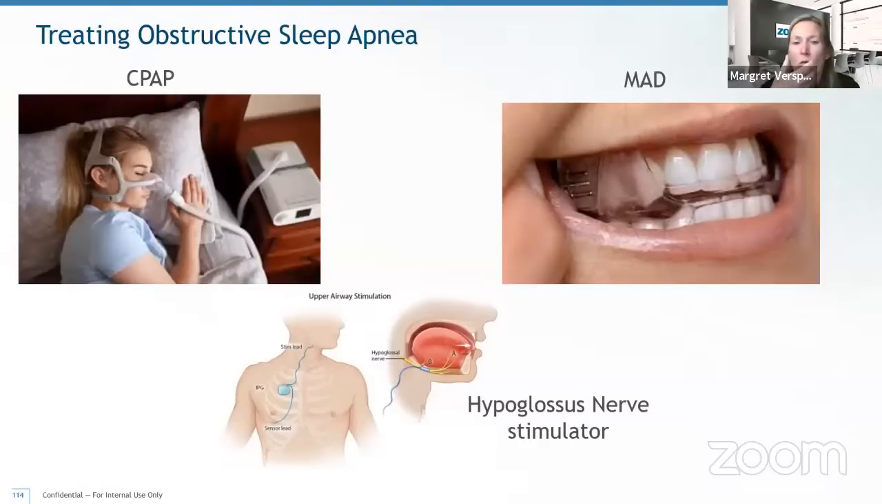Yes, they use it in the Netherlands also more and more, but it's based on a protocol. So you need to have a certain AHI and not too high BMI, and you need to have tried CPAP first. So you need to be CPAP intolerant, mandibular device intolerant, etc. So it's a certain protocol, and then you can see if you can get in contact with an ENT who can place the hypoglossal nerve stimulator. In some patients, it's very helpful.